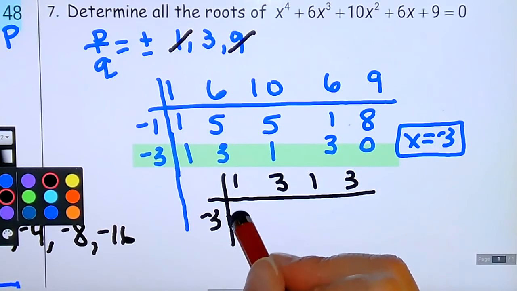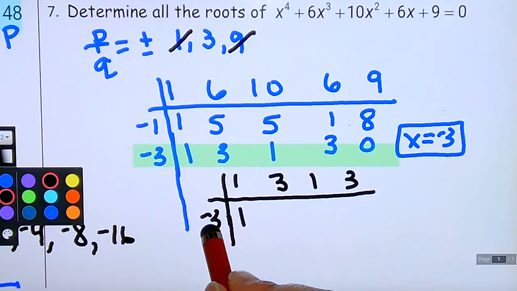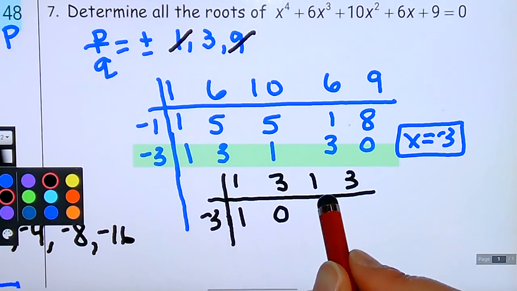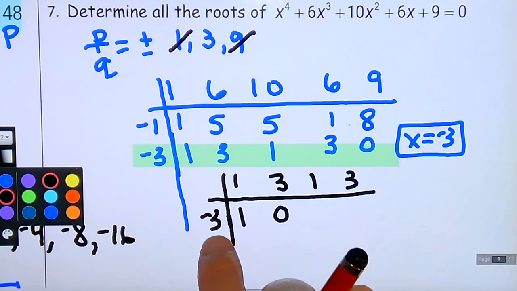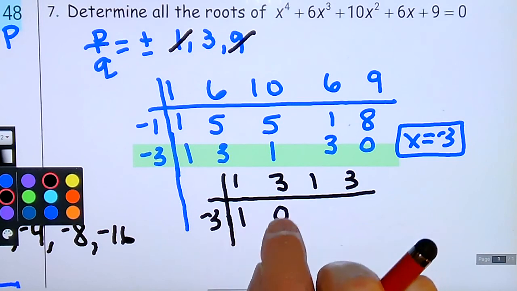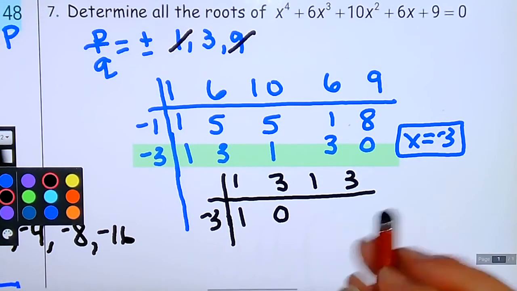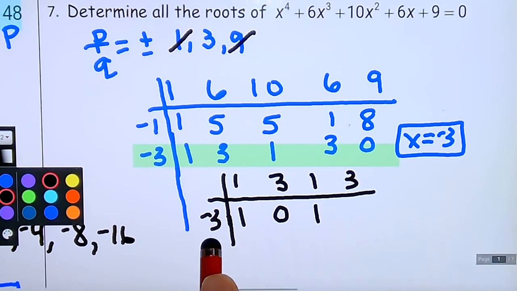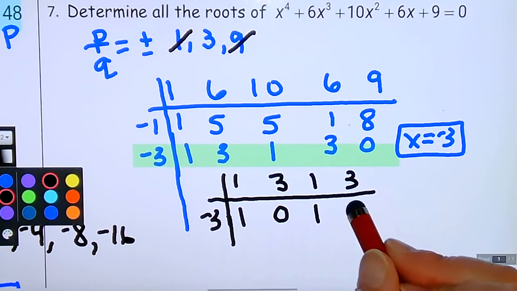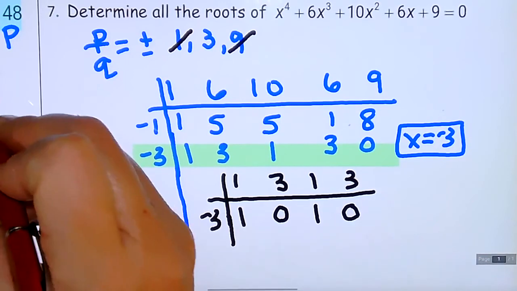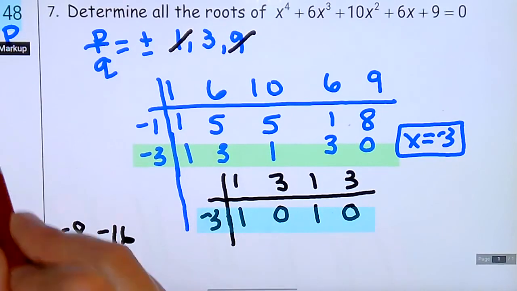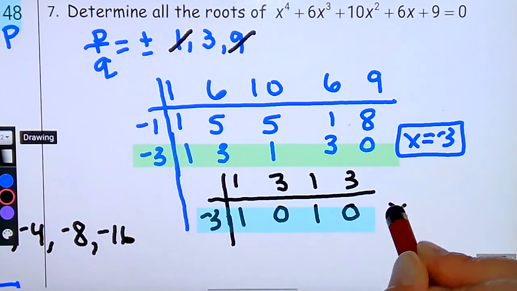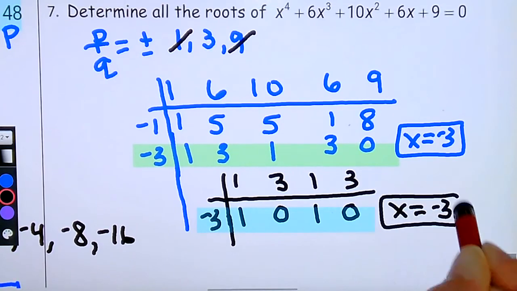I'm going to probably have a double here. Bring down a 1. 1 times negative 3 is negative 3. Add it to 3, 0. 0 times negative 3 is 0. Add it to 1, 1. 1 times negative 3, negative 3. Add it to 3, 0. Sorry, talking too fast and not doing the math right. Okay, so here we go. I got another one, x equal negative 3. So again, it was a double.